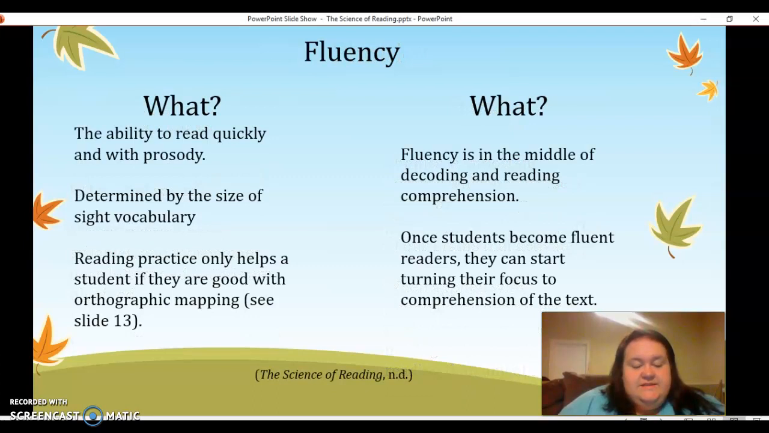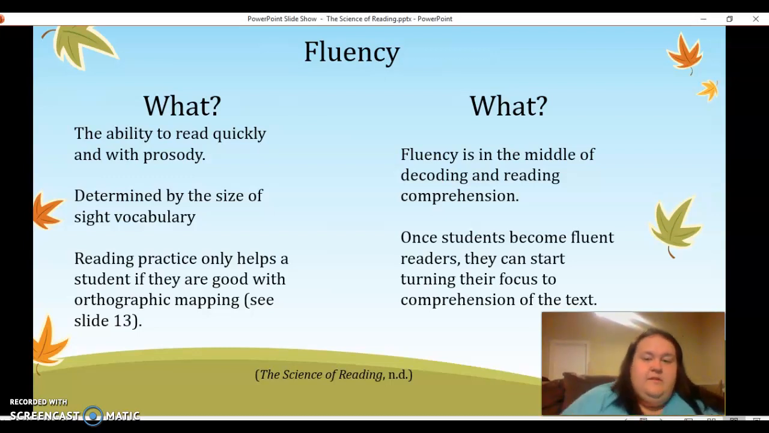Fluency. Fluency is the ability to read quickly, accurately, and with prosody. And prosody is just the term for expression. This is determined by the amount of sight words you have stored. Once a student is fluent, they can then focus their attention on reading comprehension. And then they can also focus on higher level text. The more fluent they become, the higher level text they are able to read. It also bridges the gap between decoding words and understanding what has been read.